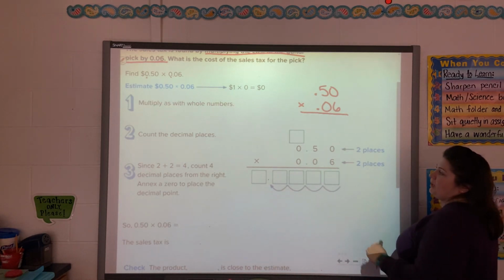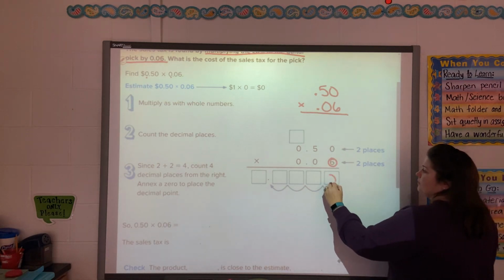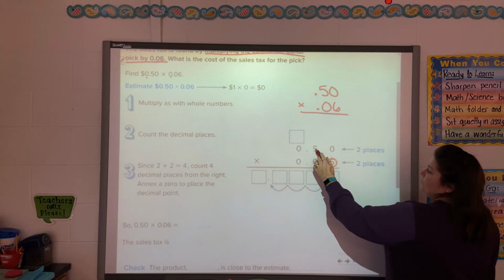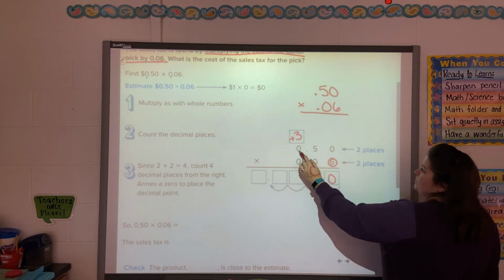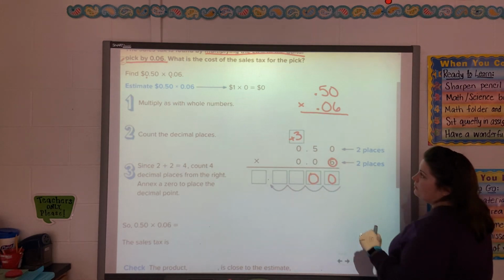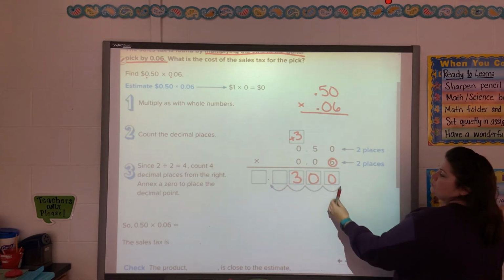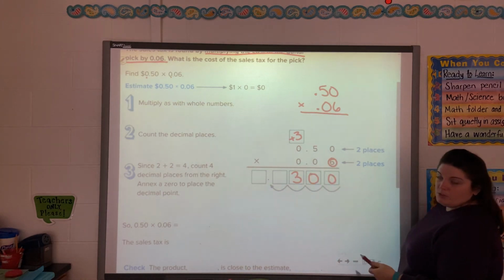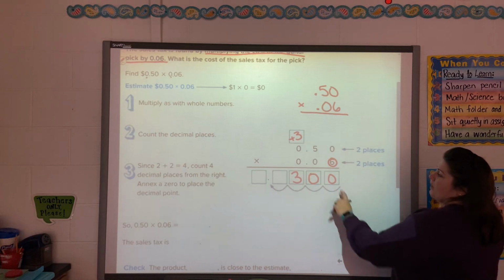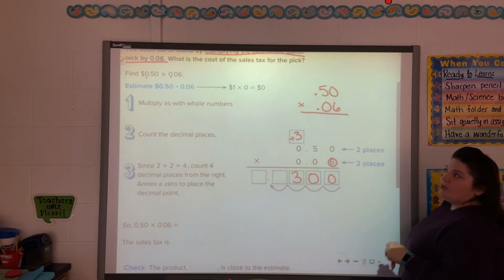All right, multiply 6 times 0 is 0. 6 times 5 is 30. 6 times 0 is 0, plus 3 is 3. Now, I don't need to do the extra layers because 0 is going to be 0, right? 0 times anything is 0. So I have 300. Let's fit in our decimal points.